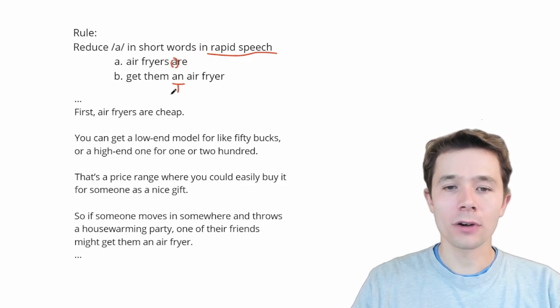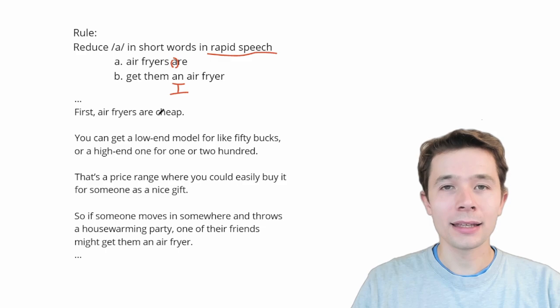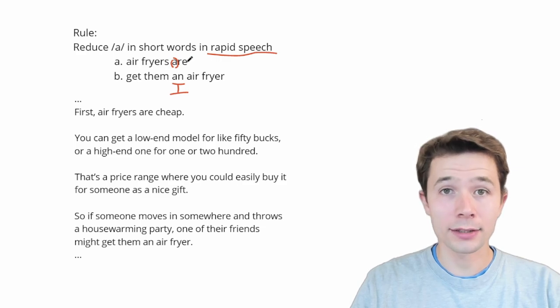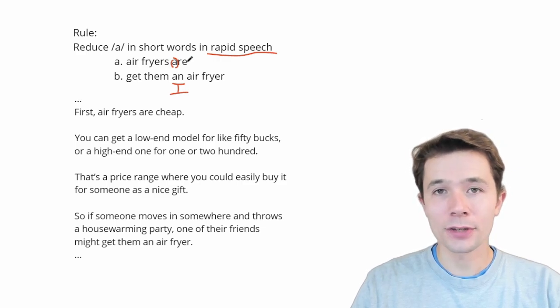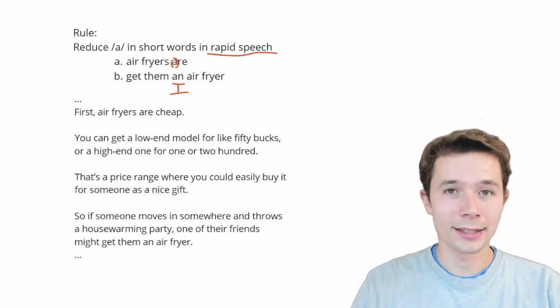It ends up kind of sounding like an I in in. Get them an air fryer. Get them an air fryer. It's a really short and unstressed sound, and it kind of shifts toward I as opposed to an. Get them an air fryer. Something like that. So let's see how this and other pronunciation rules work in context.